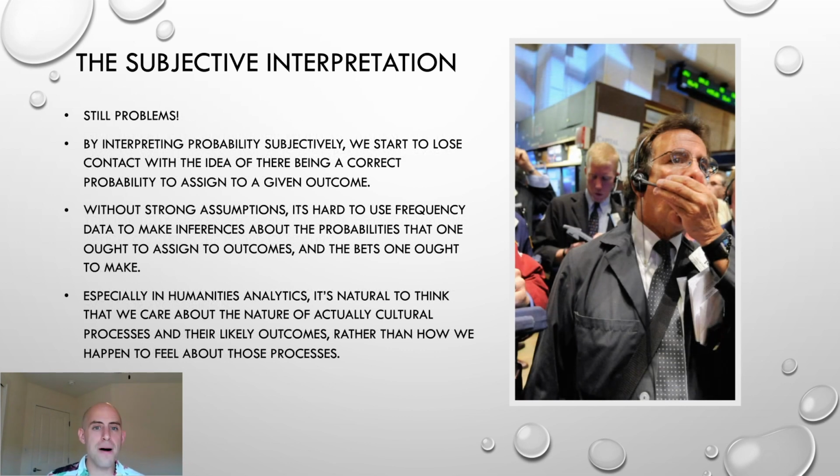But there are still problems with this interpretation, right? And I think the biggest one, conceptually, is that by interpreting probability subjectively, we start to lose contact with the idea of there being a correct probability to assign to a given outcome, right?